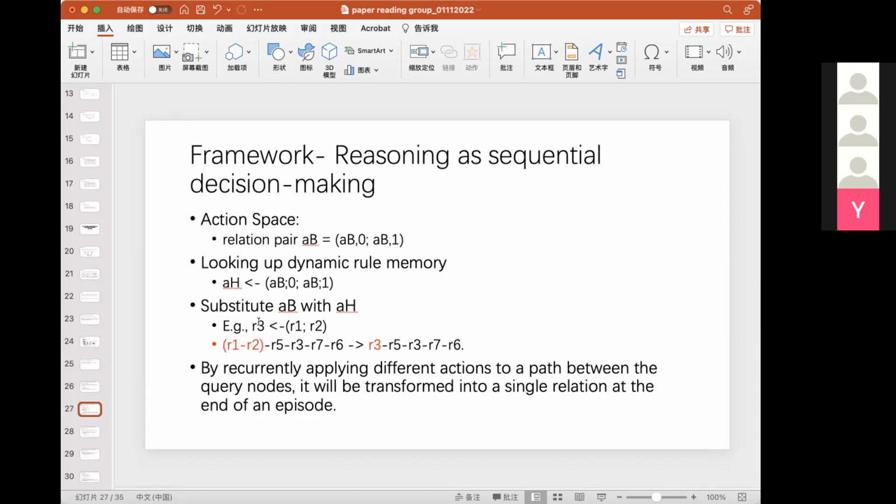For this lookup table, for R1 and R2, there's only one possible rule head. So if the decision maker decides that the action is R1 and R2, then we will look up the dynamic rule memory model, and it will return only one rule head, which is R3. Do you think it will cause some issue?